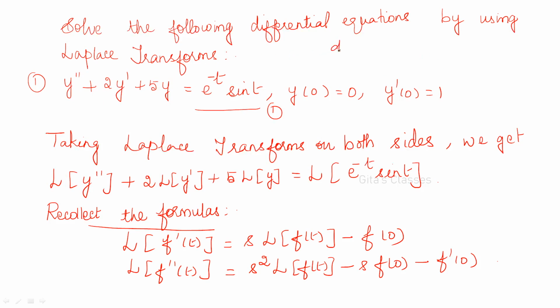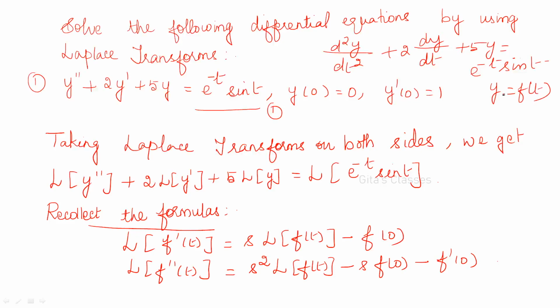Here what is the differential equation? d squared y by dt squared, because in the right hand side we have t. So dependent variable is y, independent variable is t. So d squared y by dt squared plus 2 into dy by dt plus 5y is equal to e power minus t sin t. So solving this differential equation means find y as a function of t which satisfies the given differential equation. Okay, that is our aim. We have to find out y.